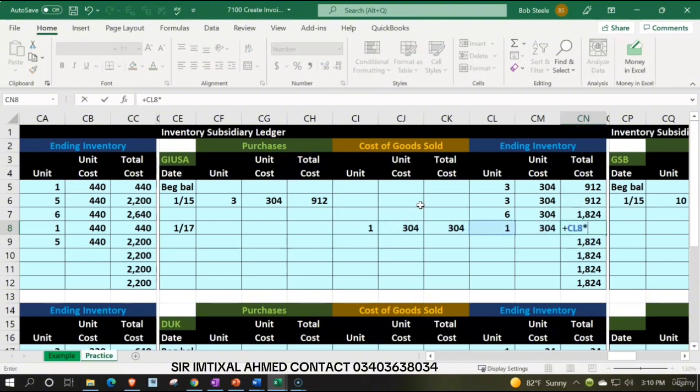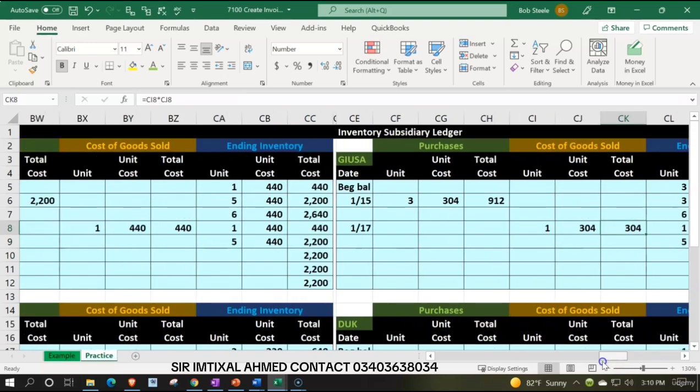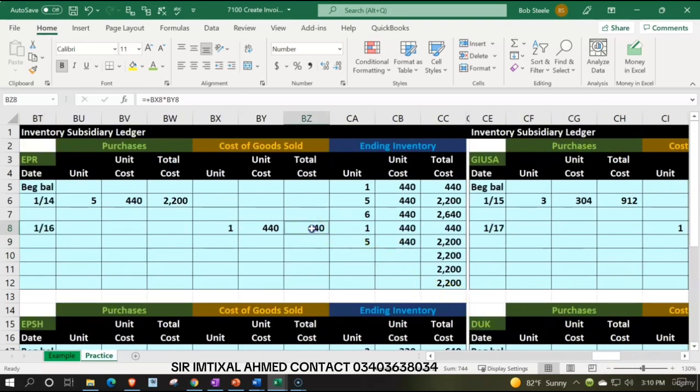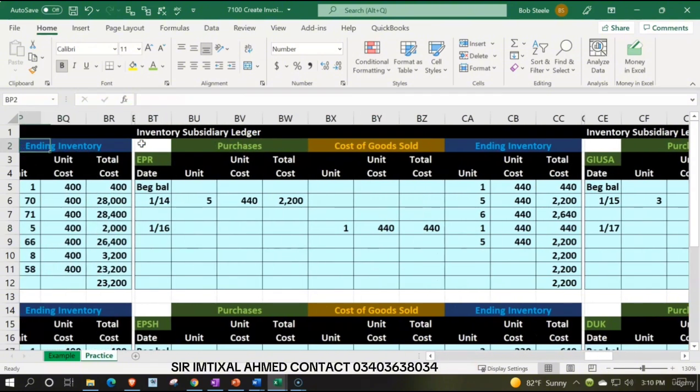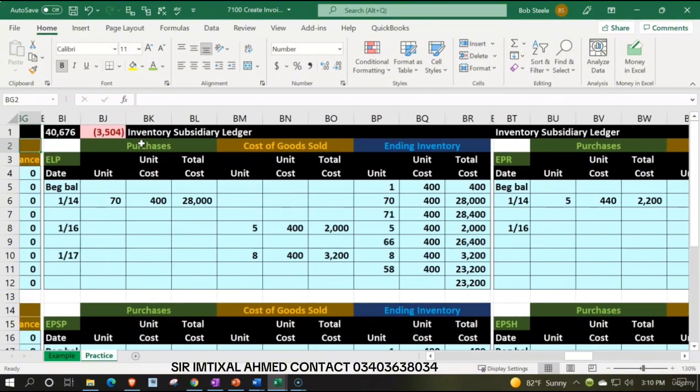304. 1 times 304. We had 6 before. Now we sold 1. 6 minus 1 is 5 times 304. 5 times 304 is going to be the 1520. So we need an entry for that 304, and holding down control, the 440 or the 744. We should be off on our ledger by that amount.